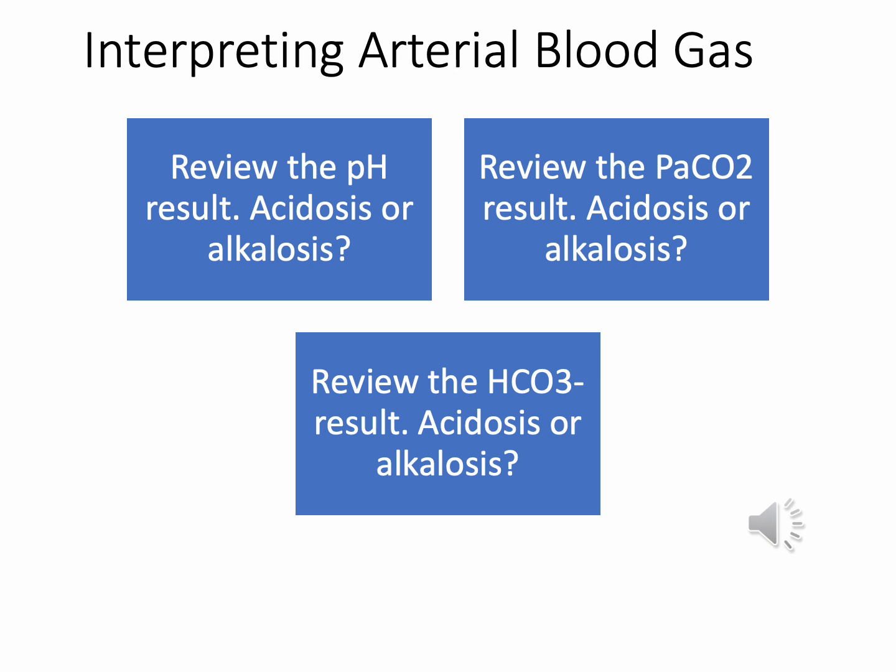Okay, so we got to check the pH. Is it between 7.35 and 7.45 or something different? For PaCO2, remember our range is going to be 35 to 45 millimeters of mercury. And then for bicarb, we're not using the textbook. We're using 24 to 28 milliequivalents per liter.